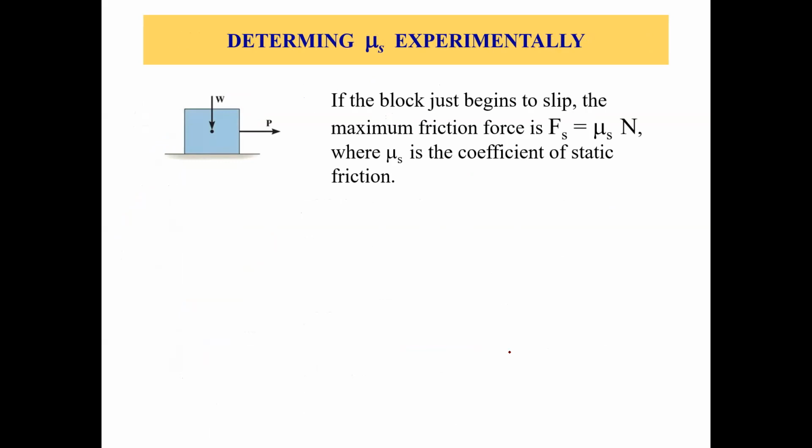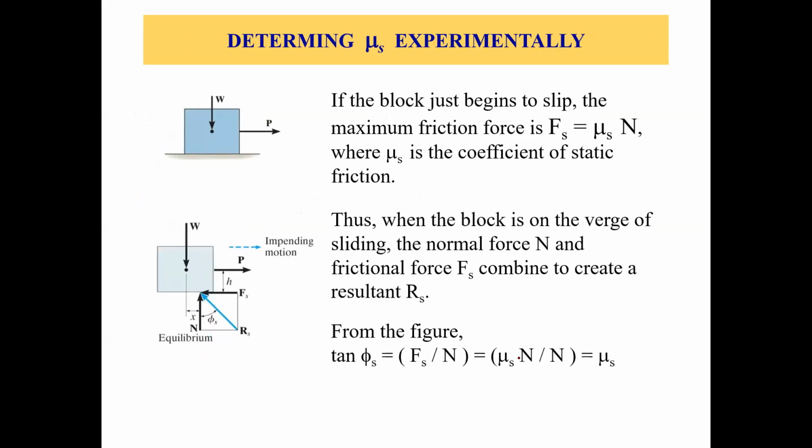Okay. Now, how to determine mu s, or coefficient of static friction, experimentally? So again, let's take the same example of the block with a weight W, and the force P applied to the block. Now, if the block just begins to slip, that means we are at the impending motion point. So the maximum friction force, Fs, equals mu s times N. We already saw this earlier. Now, mu s is the coefficient of static friction. We already talked about this.